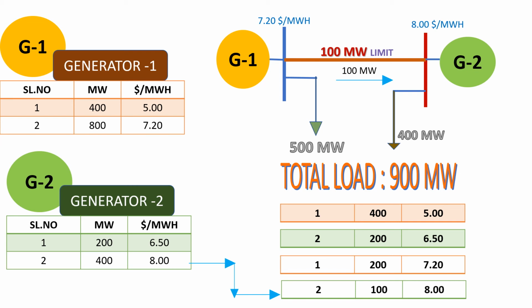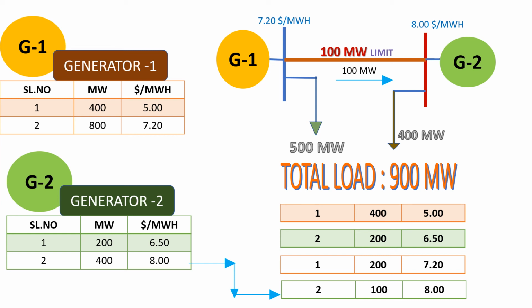So the total 900 megawatts is to be met by taking the other block into consideration. That is, from generator 2 we have to take the other 100 megawatts, which is limited by the transmission line. That means out of the 400 megawatts, we have to generate 100 megawatts at a cost of $8 per megawatt hour from generator 2 to meet the load of 400 megawatts.